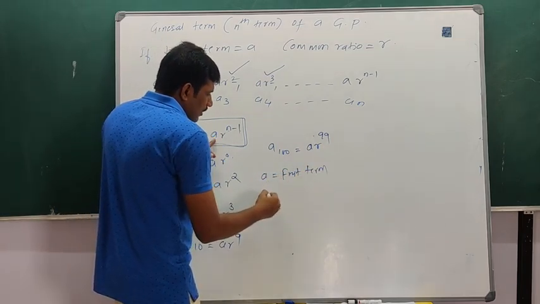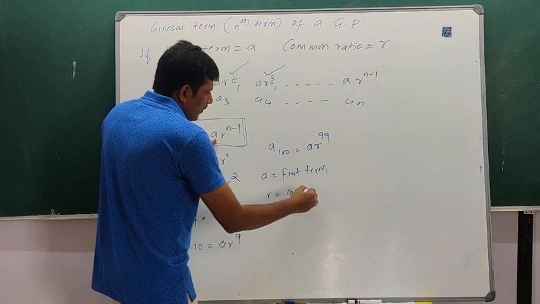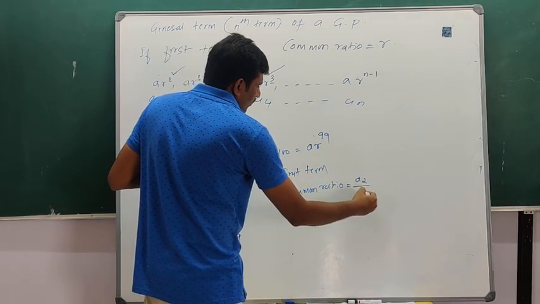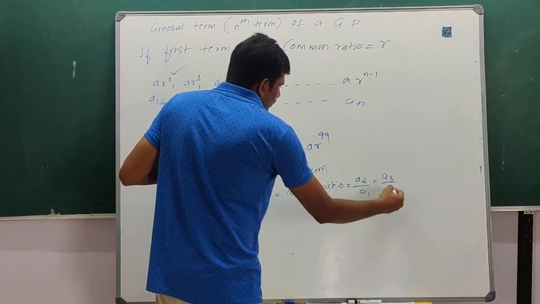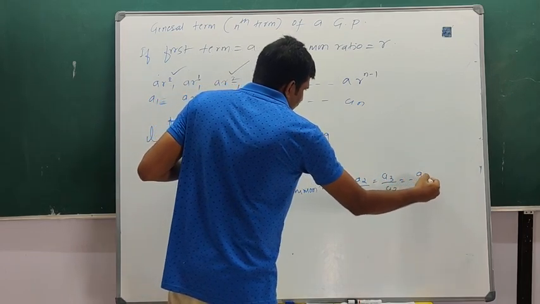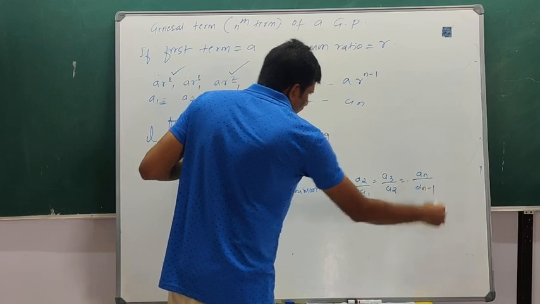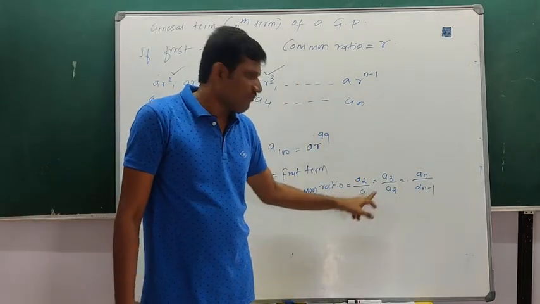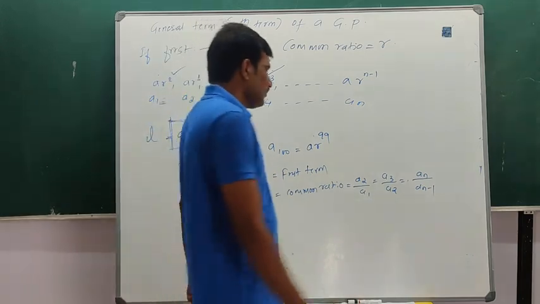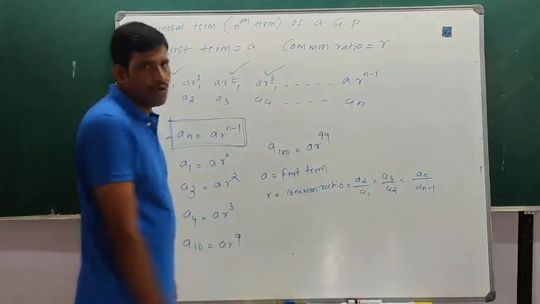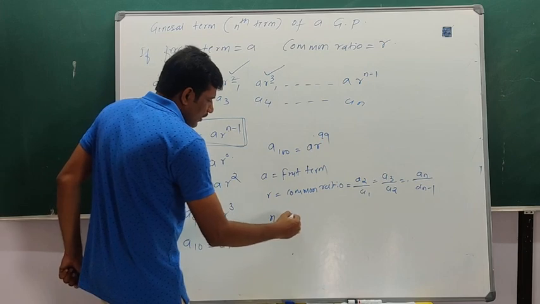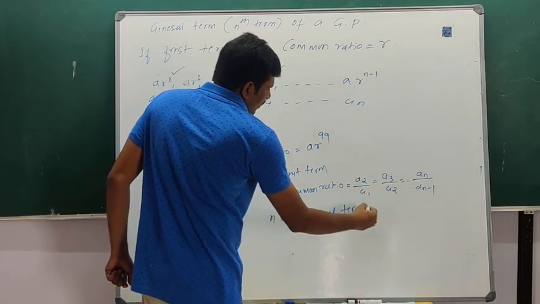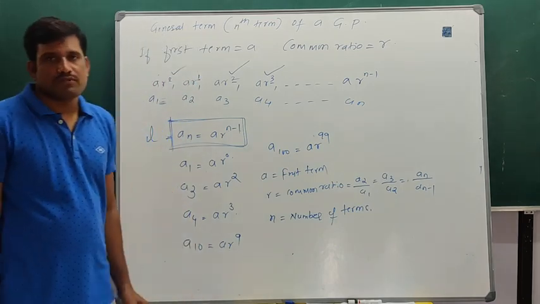What is R? R is the common ratio. How can we write the common ratio? It is the second term by the first term, or the third term by the second term, or in general I can write it as the nth term divided by the n minus 1 term. So all of these are nothing but the common ratio. And what is n? n is nothing but the number of terms.